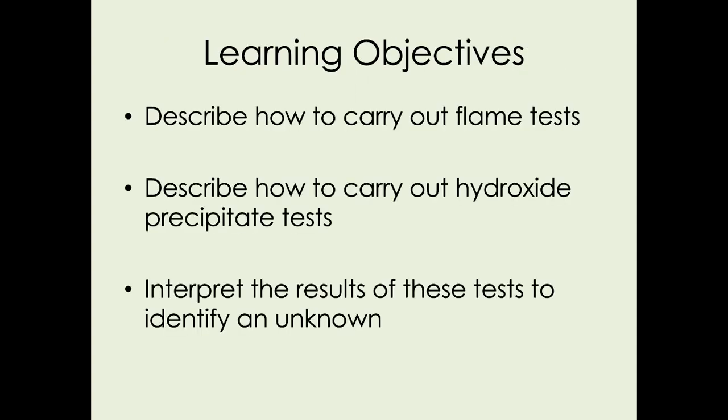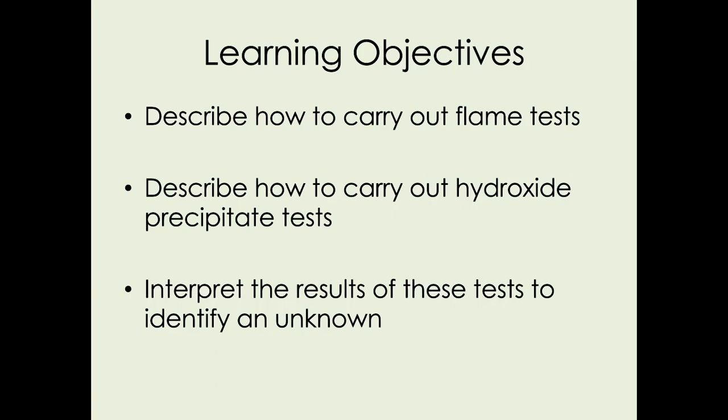Okay, so our learning objectives for today: we need to be able to describe how to carry out flame tests and also describe how to carry out hydroxide precipitate tests. Both of these are tests for cations. You also need to be able to interpret the results of these tests to identify an unknown. So if we don't know what the metal cation is, then by doing these tests, we can find out.